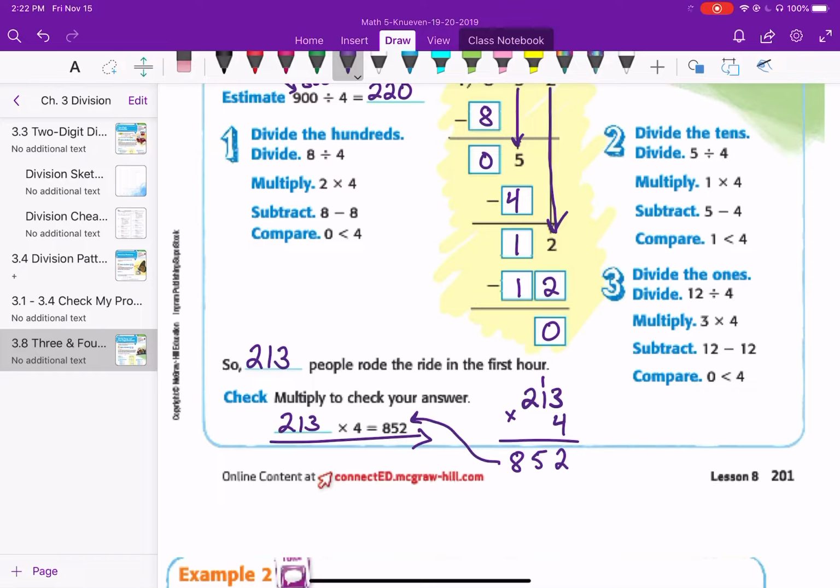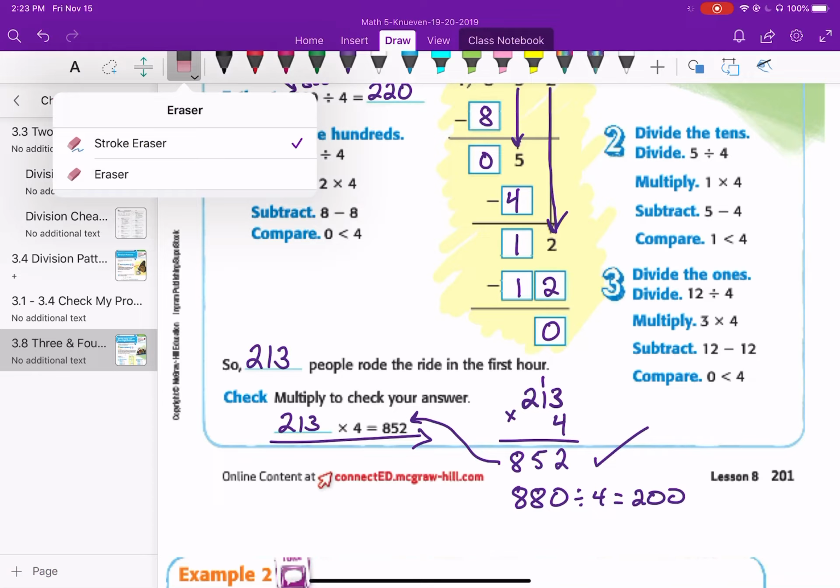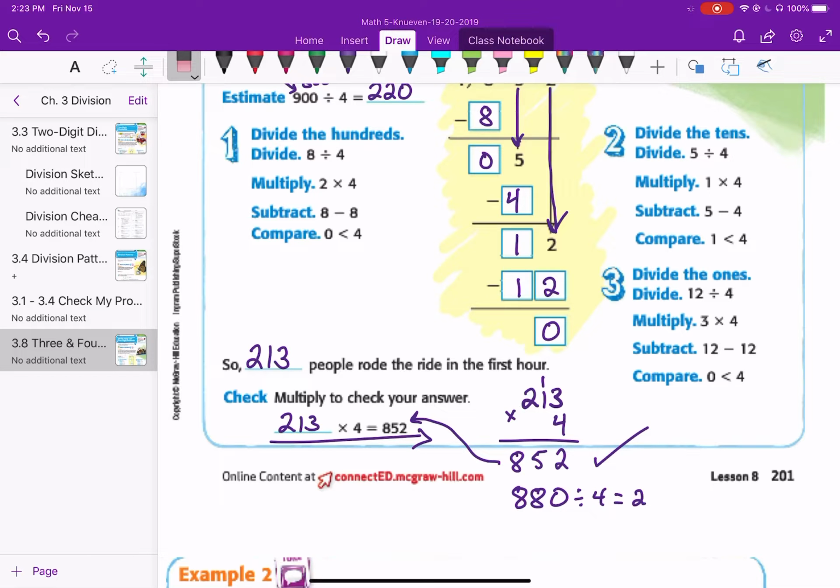So does our answer work? Yes. Is it reasonable? Is this about what we said, saying 880 divided by 4, and we got 220? Let's write 220 here. And 220 is about 213. So yes, our answer is reasonable.